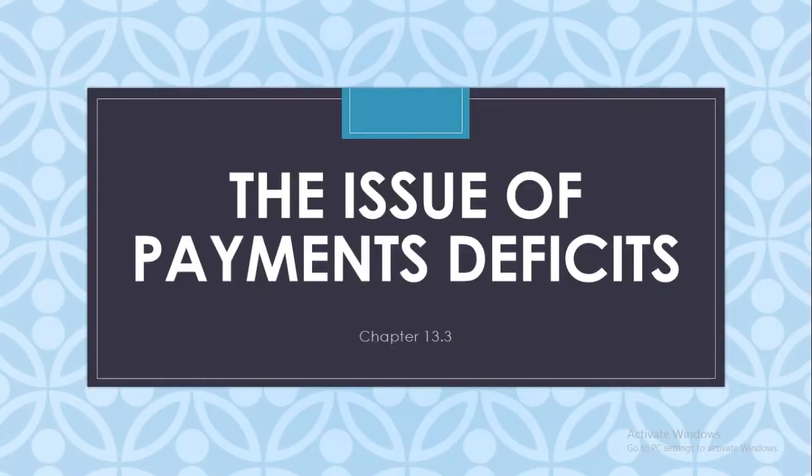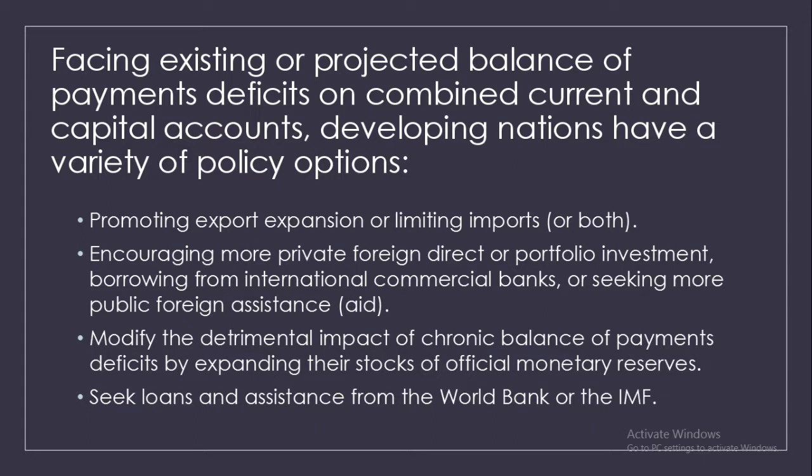When a country is facing existing or projected balance of payments deficits on combined current and capital accounts, this developing nation has a variety of policy options. First, they can seek to improve the balance on current account by promoting export expansion, limiting imports, or both. In the former case, there is the further choice of concentrating on primary or secondary product export expansion. In the latter case, policies of import substitutions or selective tariffs and physical quotas or bans on the importation of specific consumer goods may be tried.